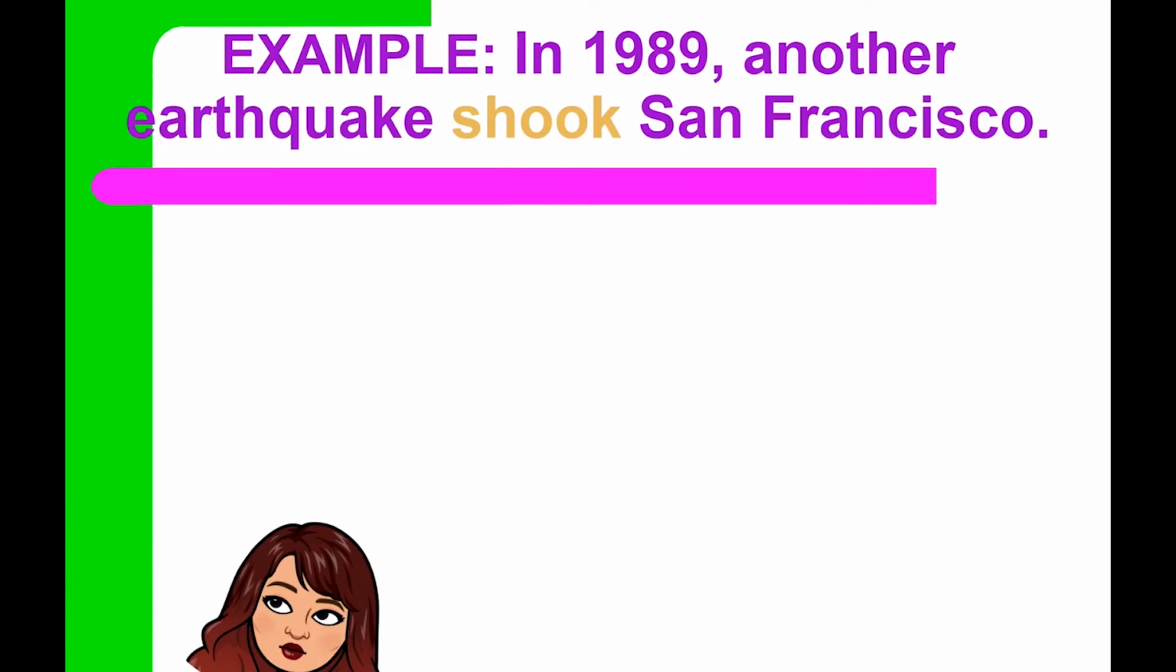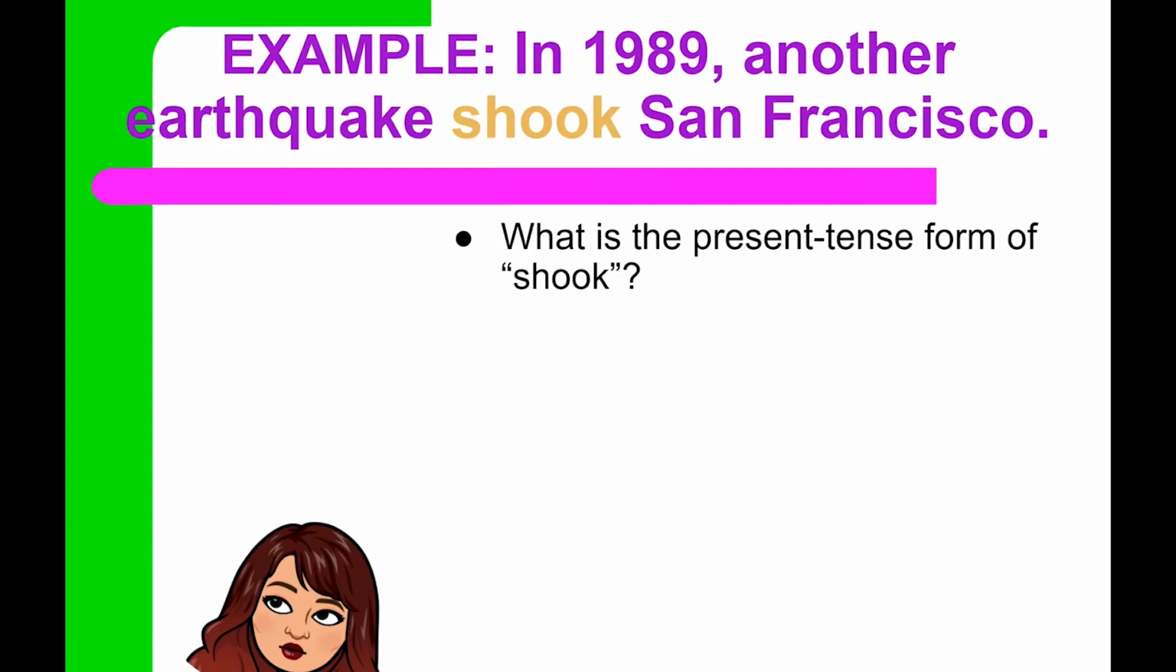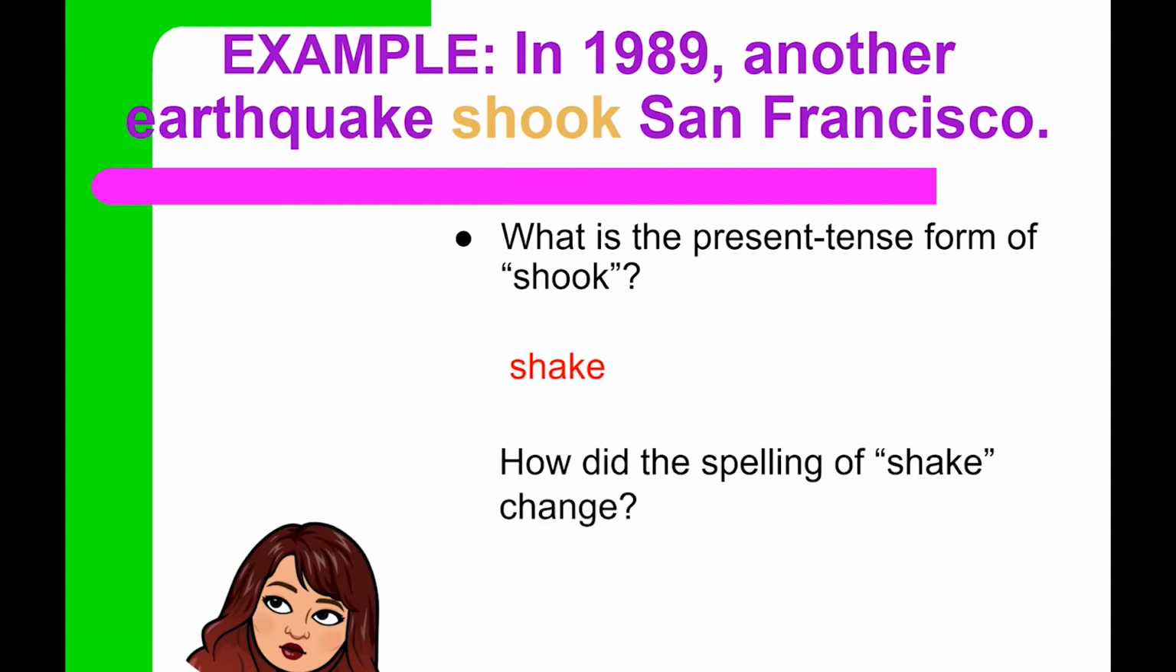In 1989, another earthquake shook San Francisco. What is the present tense form of shook? Shake. How did the spelling of shake change? To change shake to shook, we change the AKE at the end to OOK.